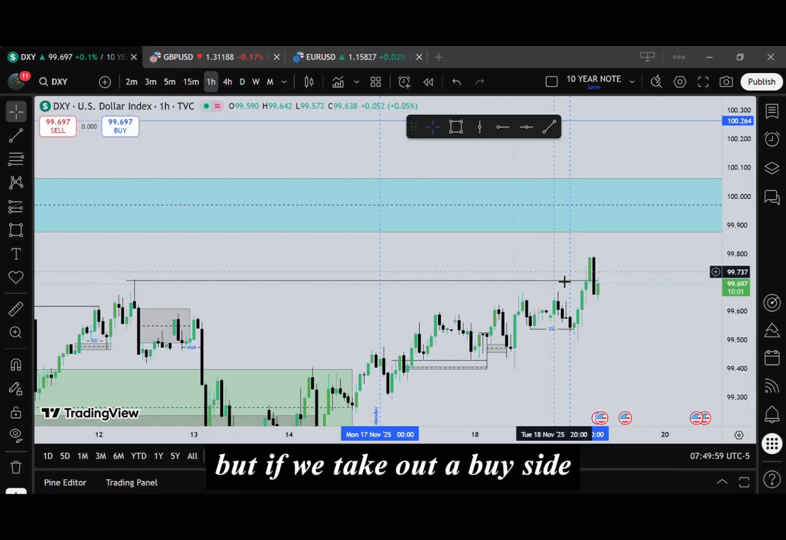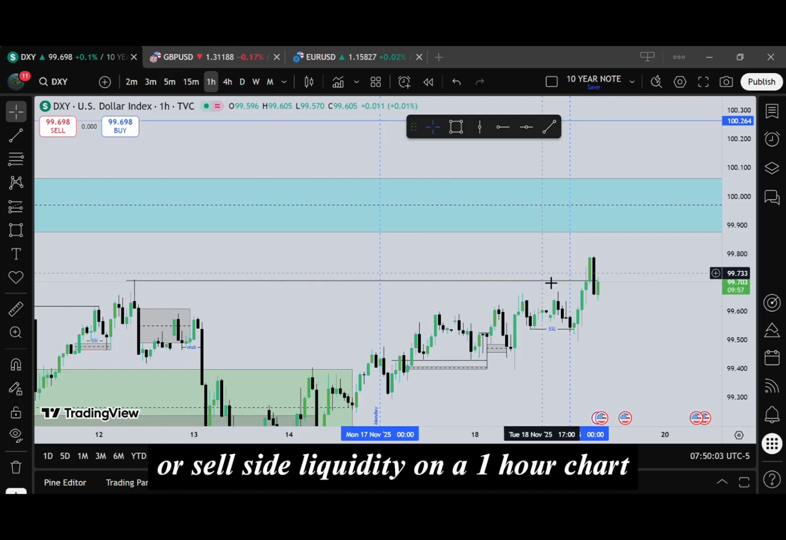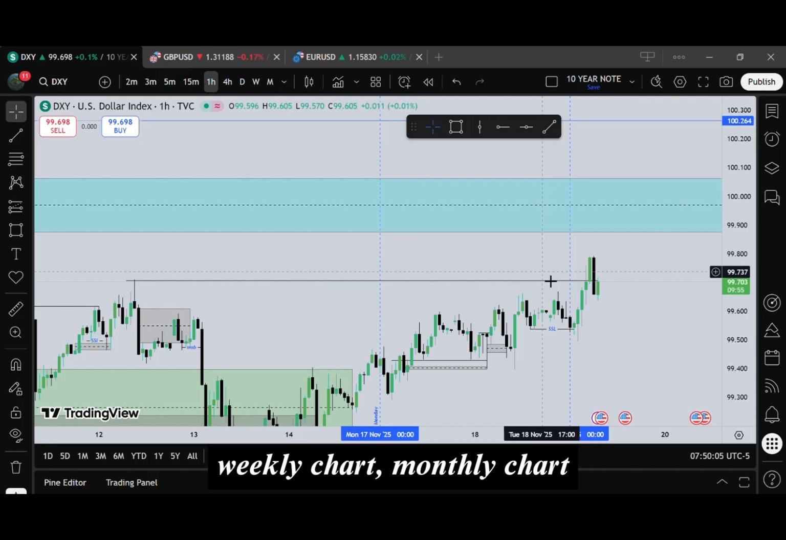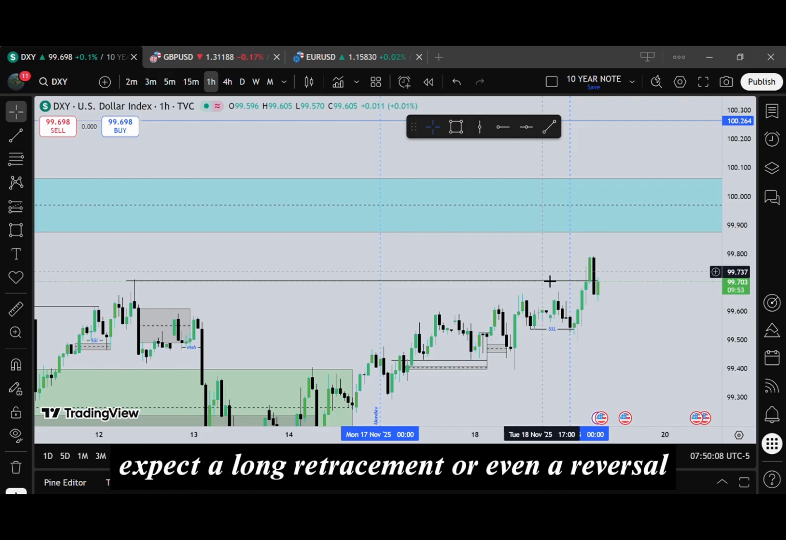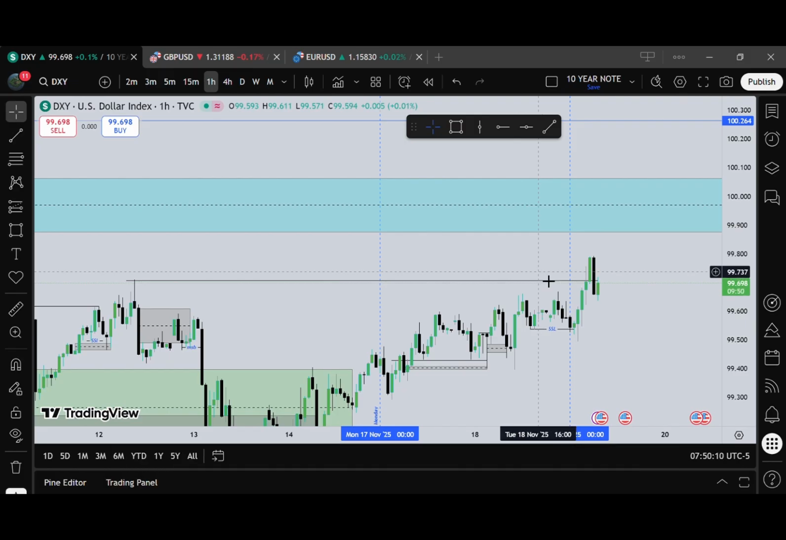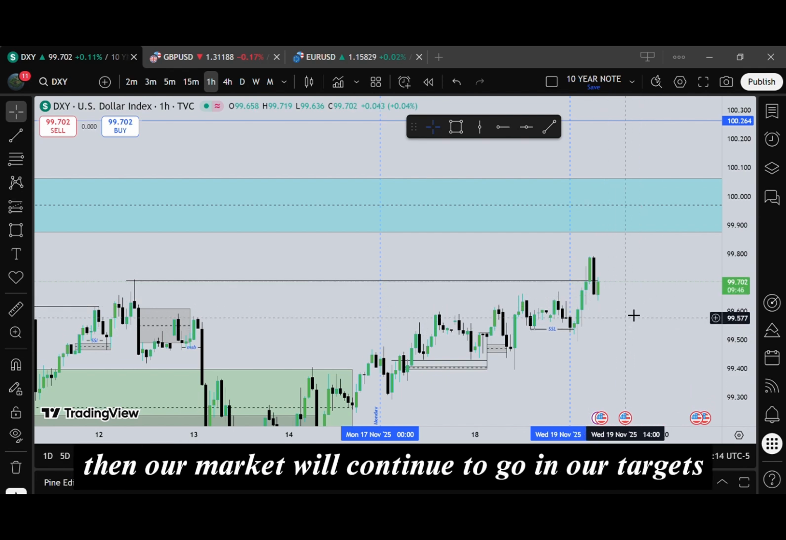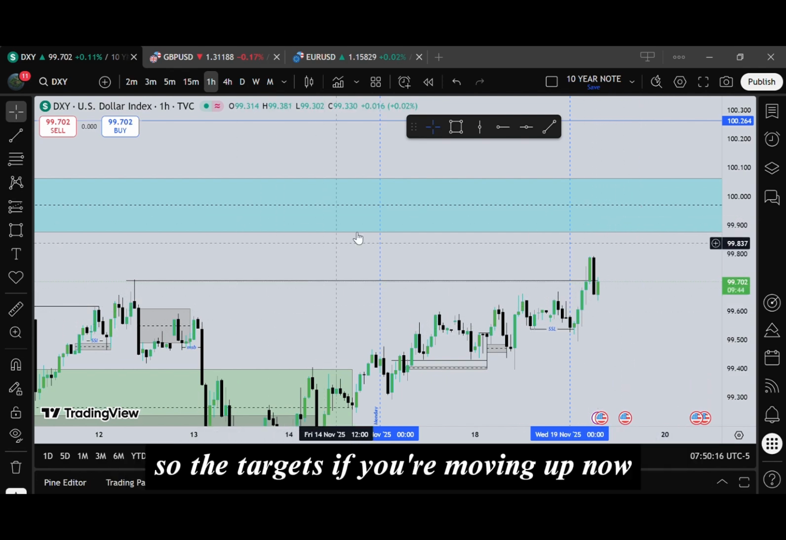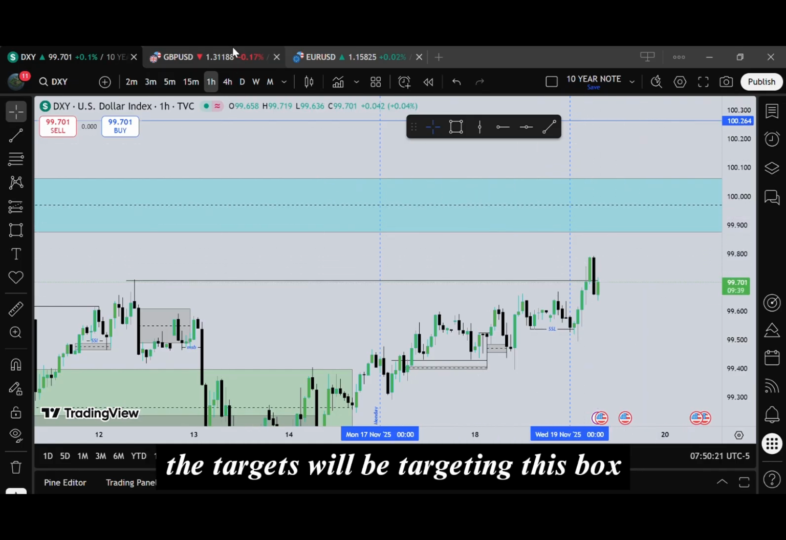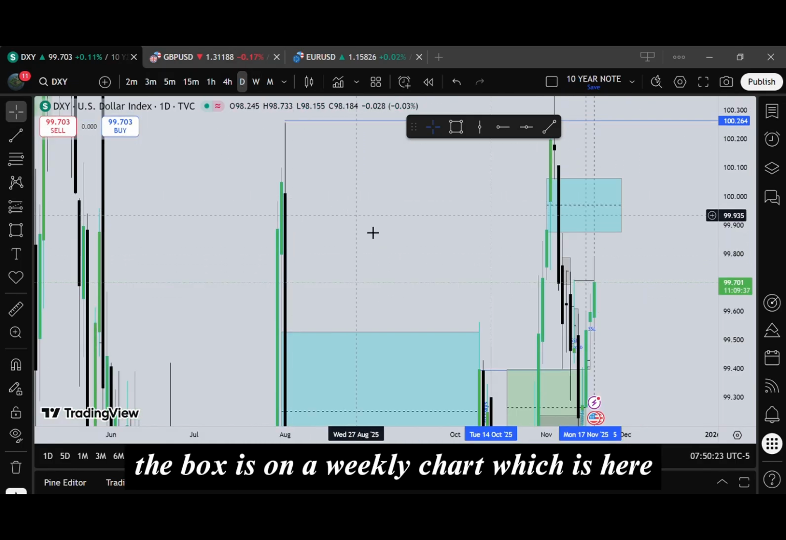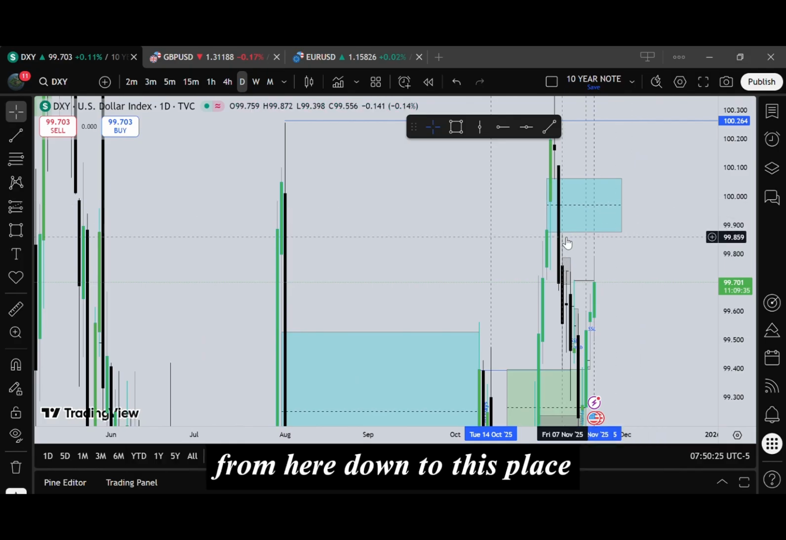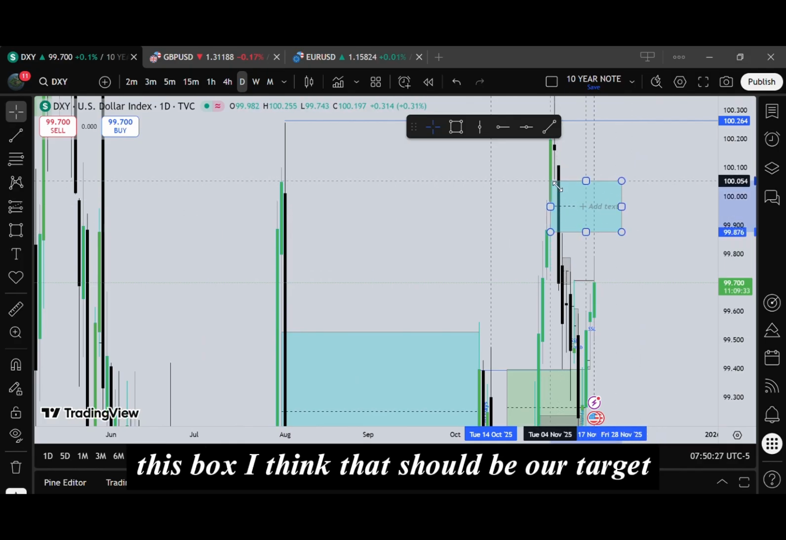But if we take out a buy side or sell side liquidity on a 1 week chart or monthly chart, expect a long retracement or even a reversal. But in this kind of scenario, I'm just expecting a small retracement, then the market will continue to go to our target. If you are moving up now, the target will be this box. The box is on a daily chart, from here down to this place. I think that should be our target.